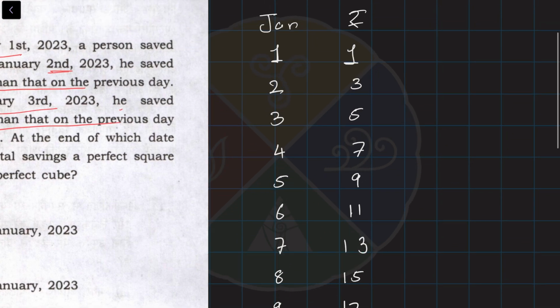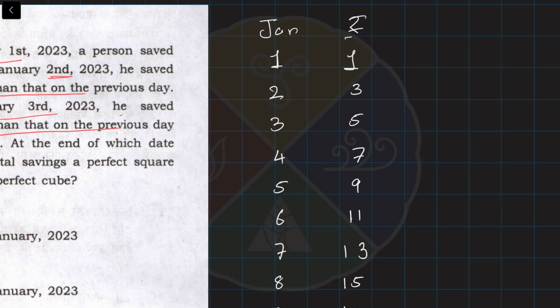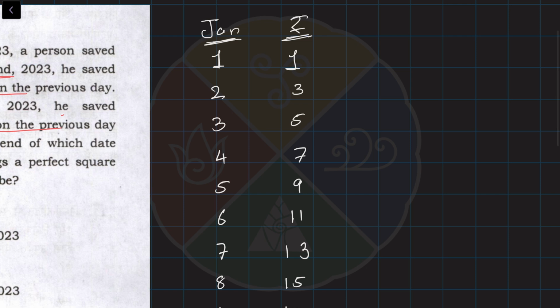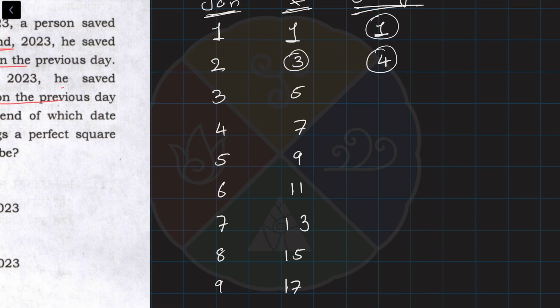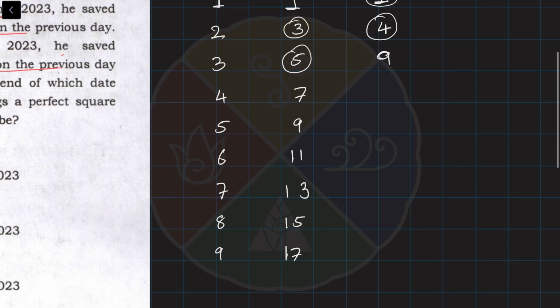See, right now we have the number which is saved per day. His total saving means they are basically asking for the sum of the terms. So his total savings will be, on the first day, just 1 rupee. On the second day, along with this 1 rupee, he is saving 3 more. So 1 plus 3, his total saving will grow to 4 rupees. On the next day, he already has a saving of 4 and is adding 5 more rupees, so his total saving will become 9.